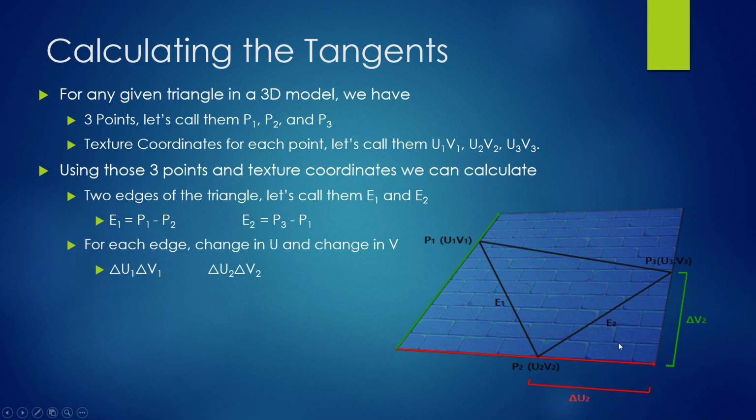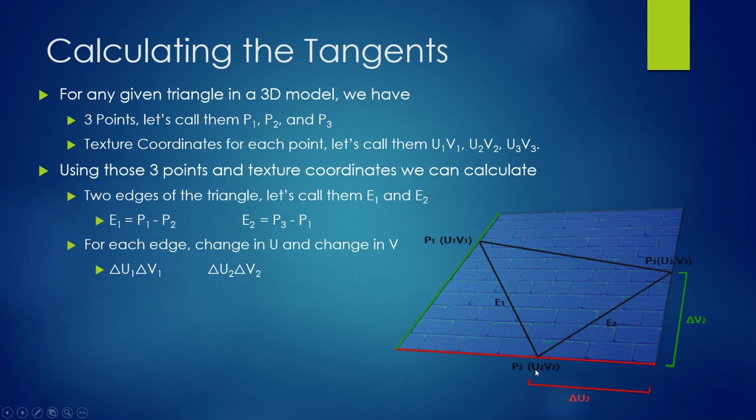And then we have our two edges of the triangle here, edge 1 and edge 2, which we can calculate by subtracting the points. So P1 minus P2 will give us a vector pointing from P2 to P1, so that's our edge 1. And then P3 minus P2 will give us this edge 2 vector. Then we also have our delta U and delta V's that correspond with the edges. In the same way that we have our edges corresponding to our positions in 3D space by subtracting these XYZ points, we can subtract our UV coordinates.